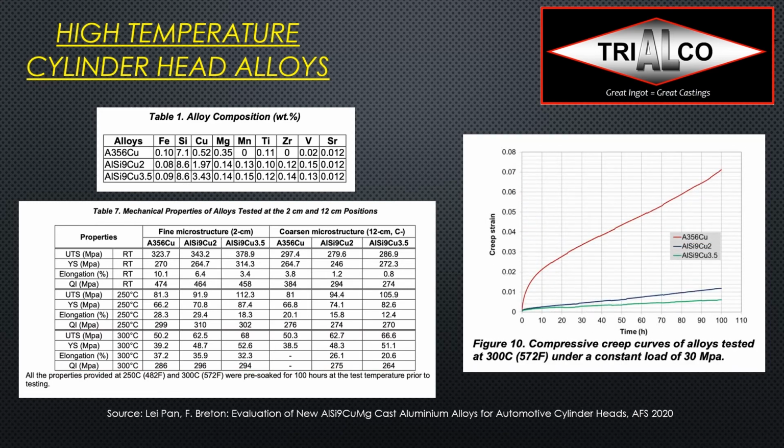So the regular A356 with the small copper addition, the 0.5% copper, we see it creeps very, very quickly and quite dramatically. So if we look at the aluminum silicon 9% with the 2% copper, here we can see again that was the 0.12 zirconium with the 0.13 manganese, the blue line much lower, and even lower if I add the 3.5% copper and about the same amount of zirconium and manganese.